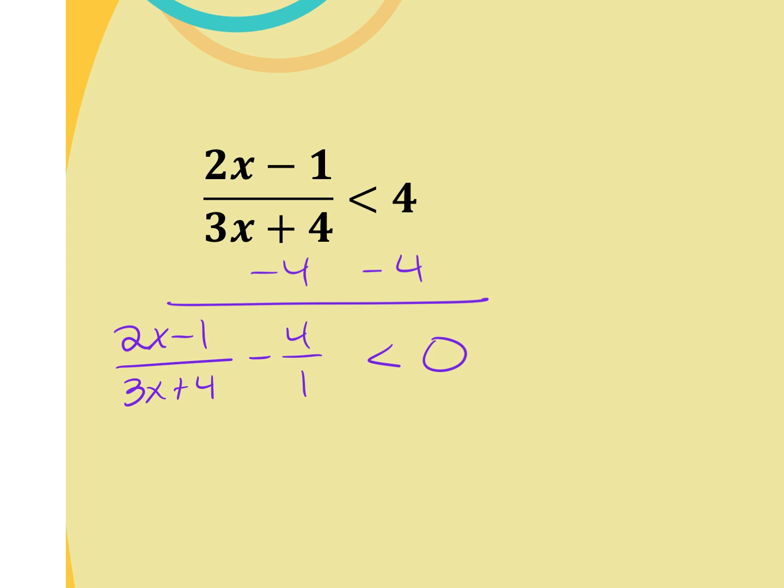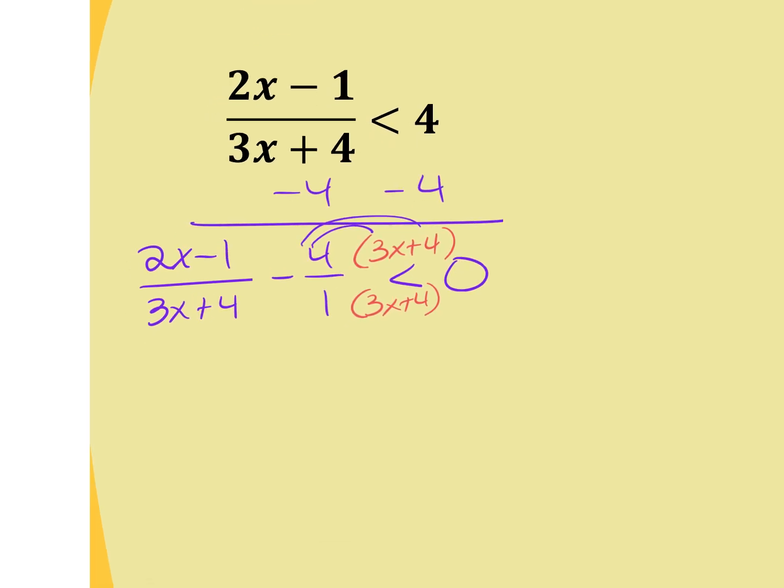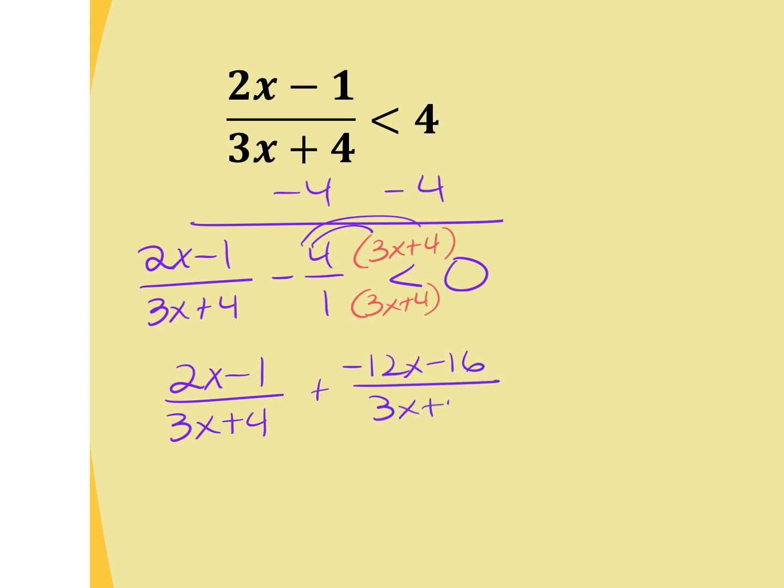All right, so now what I need to do is find the common denominator. The common denominator is going to be 3x plus 4. So I'm going to go ahead and multiply this by 3x plus 4. The first fraction already has it. I need to distribute this -4 to the 3 and to the 4. So my first fraction is staying the same. My second fraction becomes -12x minus 16 over 3x plus 4.